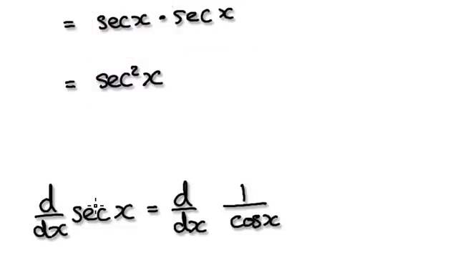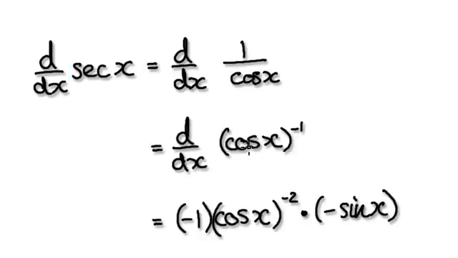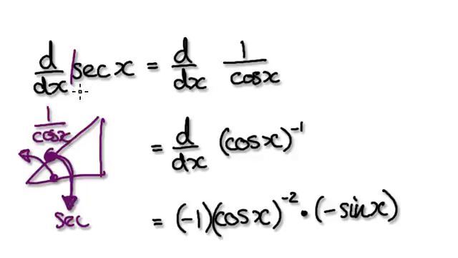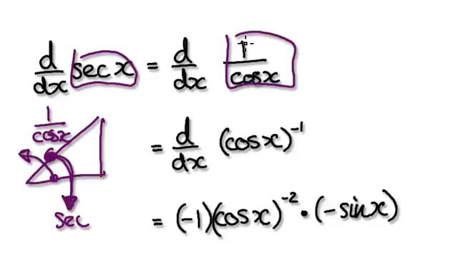Now we need to differentiate the secant of x. So what is the secant of x? Visualize it like this. Normally the secant of x is this thing here. This is the one I asked you to memorize. Remember, cos would be in this direction, so secant would be 1 over cos of x. So the secant here is actually 1 over cos of x.